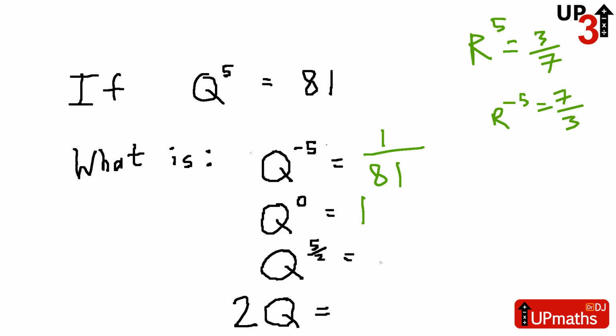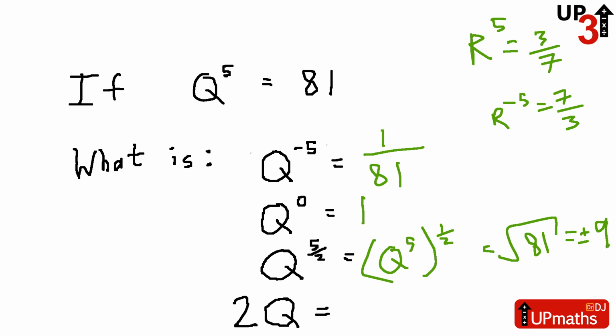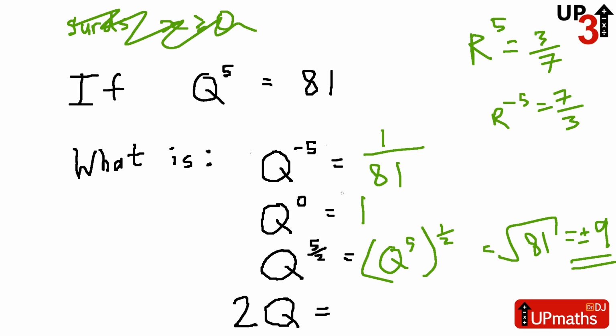Anything to the 0 is just 1. Q to the 5 over 2. Oh, that's just q to the 5 to the half, which is just the square root of 81, which is, I'm going to write plus or minus 9, but that's controversial, because maybe it's just the plus 9. It depends on how you're dealing with surds. Sometimes surds are dealt with in an environment where it's assumed that x is greater than or equal to 0. But it depends on the context and stuff.